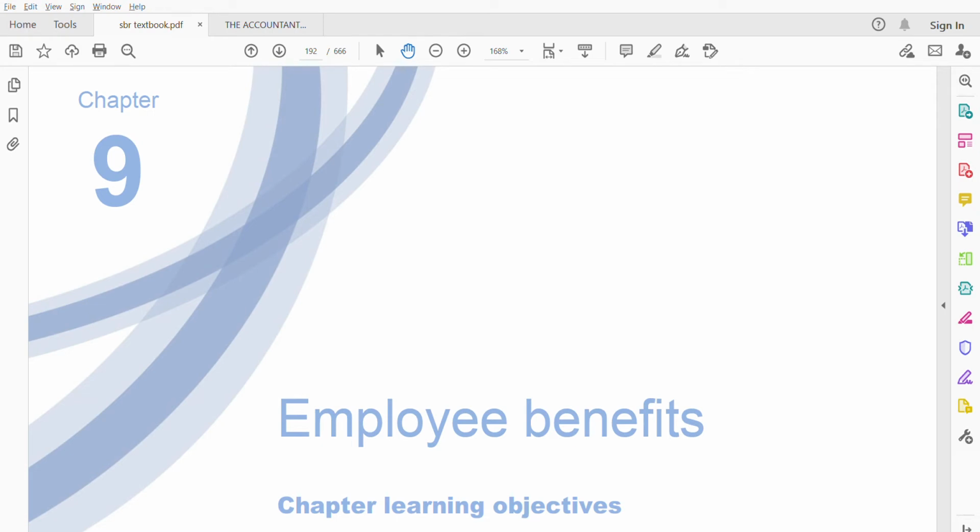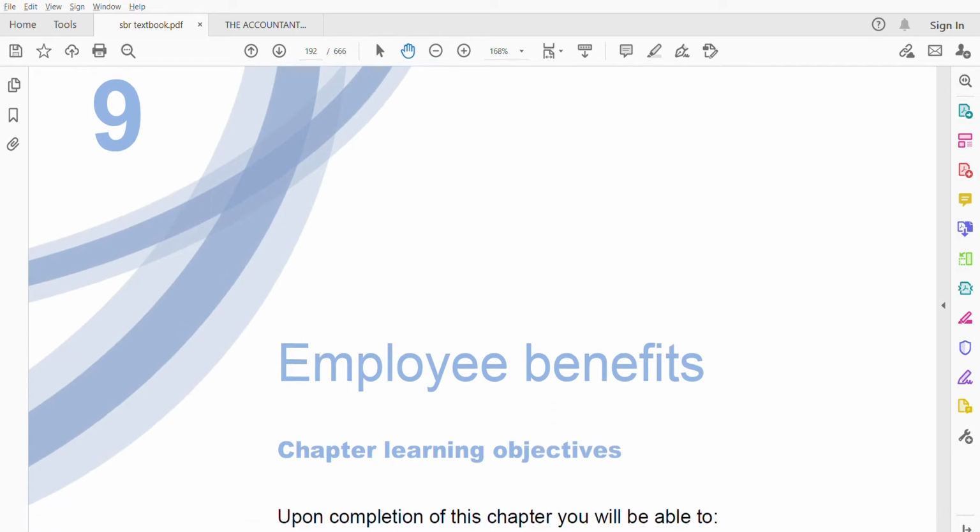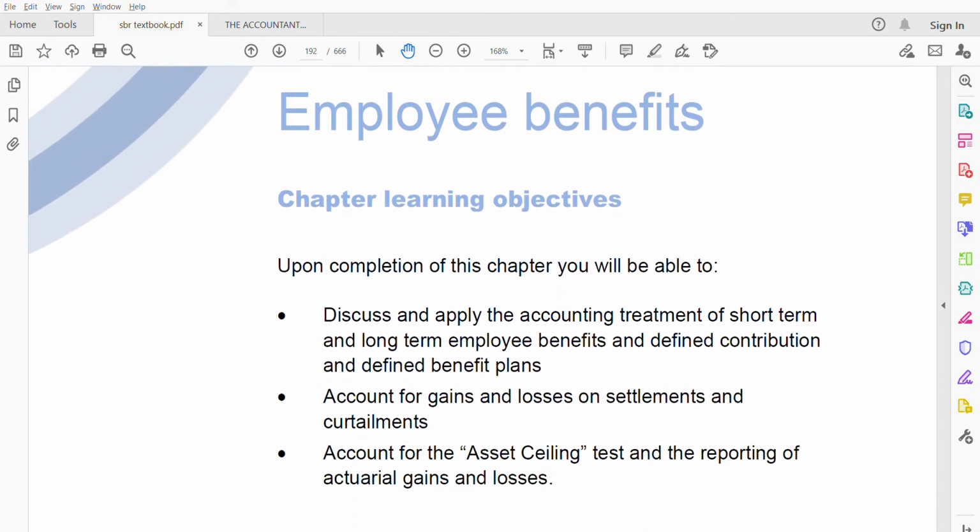IAS 19 is one of those standards which is not covered in your financial reporting paper. So definitely you need to study this in more detail. Those standards which are not tested in financial reporting have more chances of coming in SBR. IAS 19 is also one of the standards which comes regularly. So let us go through employee benefits.